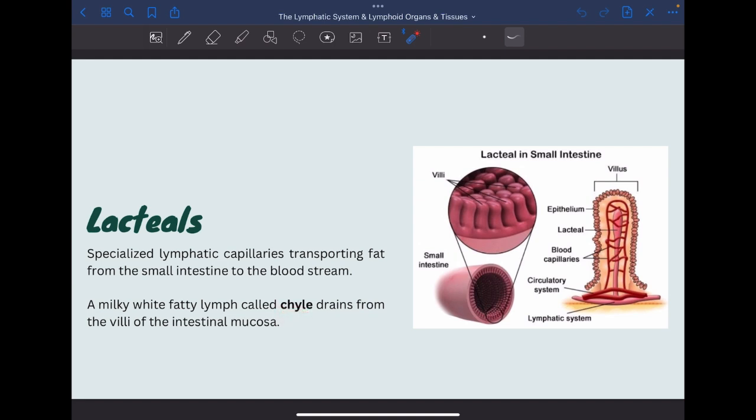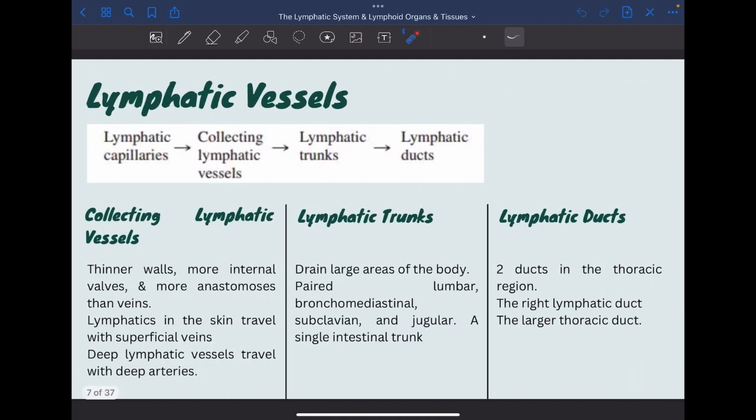A specific type of it is fatty in type and white in color, and we call it chyle. These lacteals' main job is to pick up this chyle from the small intestine and return it back to the bloodstream. The chyle drains from the villi of the intestinal mucosa. So it's just a specialized type of capillaries that picks up the chyle from the small intestine and drains it back to the bloodstream.